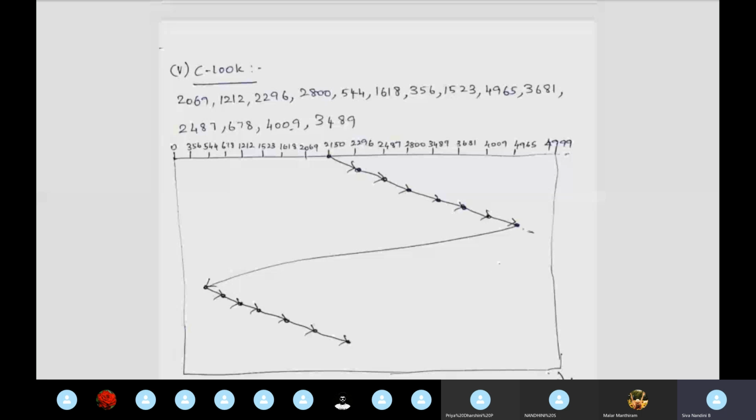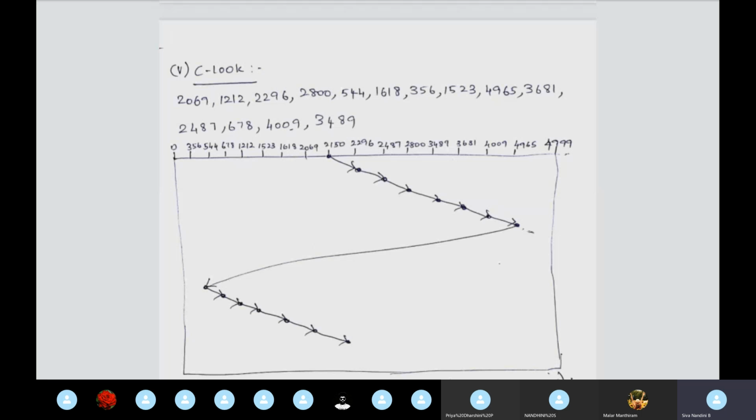But in this C-look algorithm, we won't go to the last position 4999 unless there is a request at that position. Only if there is a request at 4999 will it go to 4999. Otherwise it won't go to 4999 at all. Here there is no request at 4999. So without going to position 4999, this is also a circular look algorithm. After going to the last request, it immediately goes to the first request, not to 0.